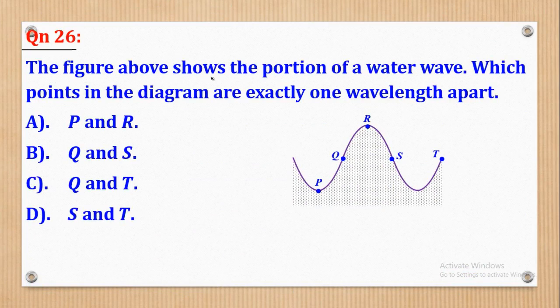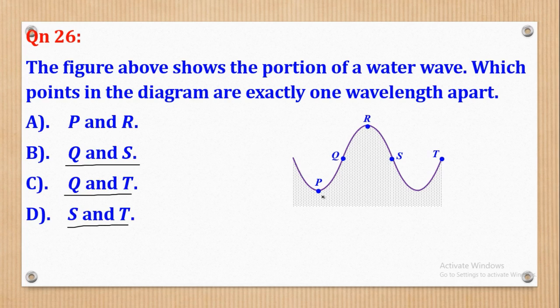The figure above shows the portion of a water wave. Which points in the diagram are exactly one wavelength apart? Option A, P and R. So P and R, if you draw a straight line, that is not okay. It is inclined. Then option B, Q and S. Option C, Q and T, and option D, S and T.